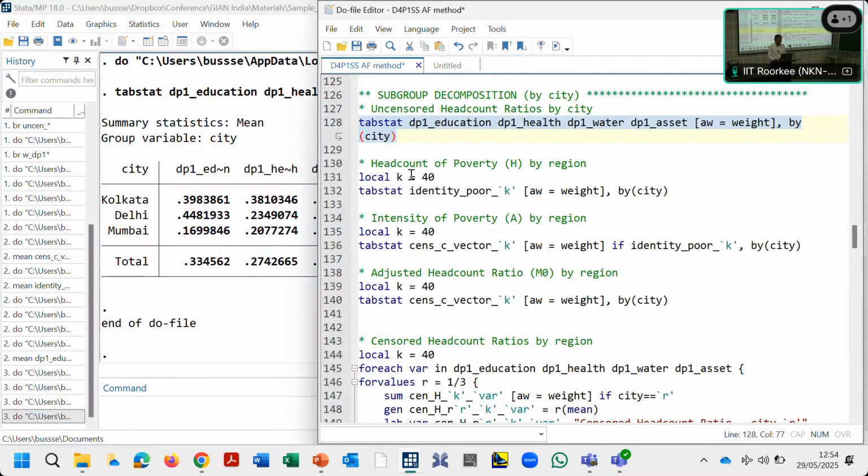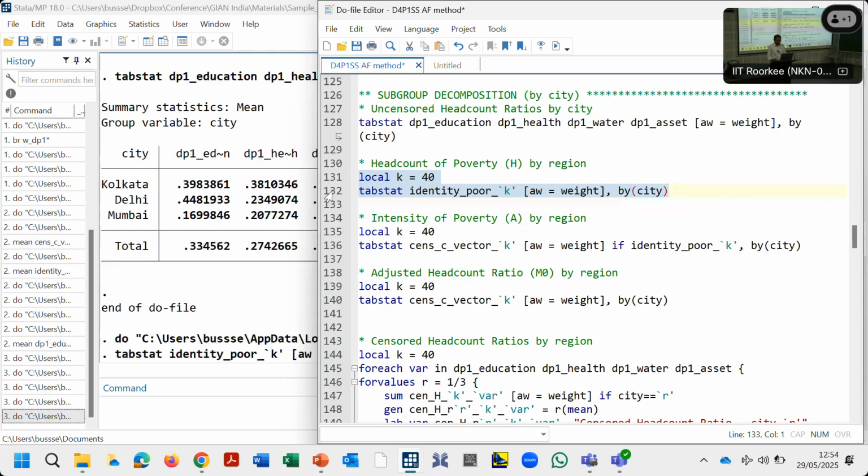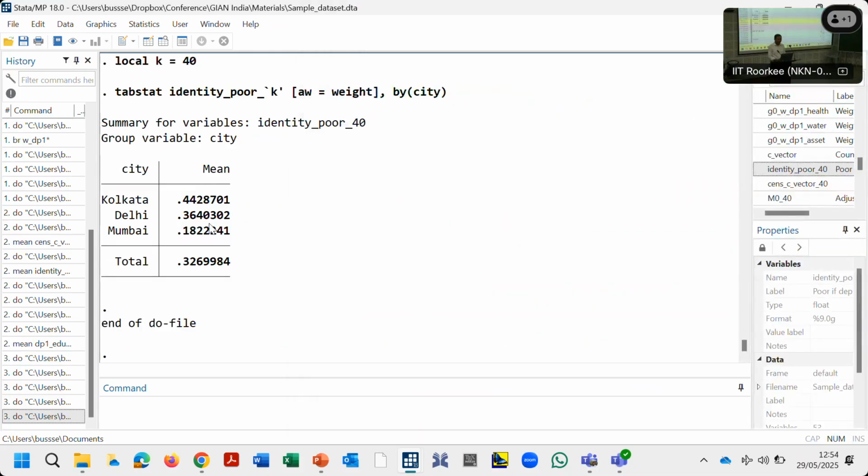Then, suppose we compute the multidimensional headcount ratio by region. Again, we already have the variable. We have already defined it. If you run it again, you now get the multidimensional headcount ratio by region. You had a question about where to use the weight. Do you see where I'm using the weight? So for all this sum and everything, you have to use the weight. This is how you get it. Make sense? Good.